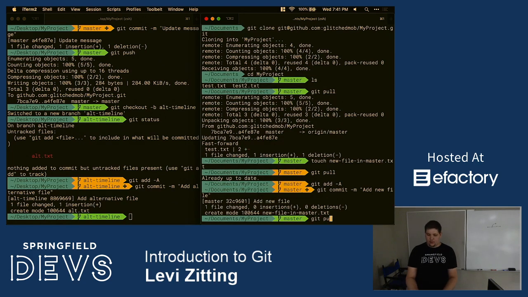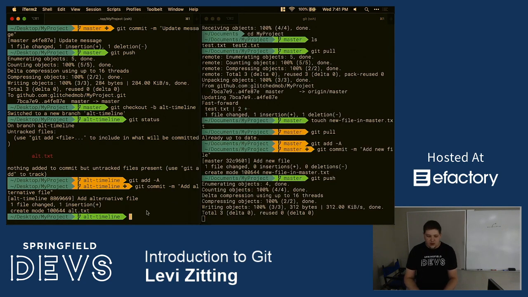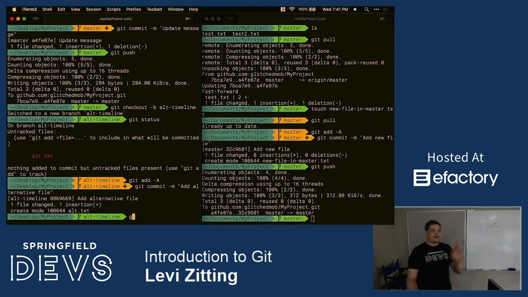Okay, and I'm going to push this up to GitHub. Now, remember that -u origin master from a little bit earlier? That's going to make a little bit of a reappearance here, and this will kind of explain what that part of the command was doing.